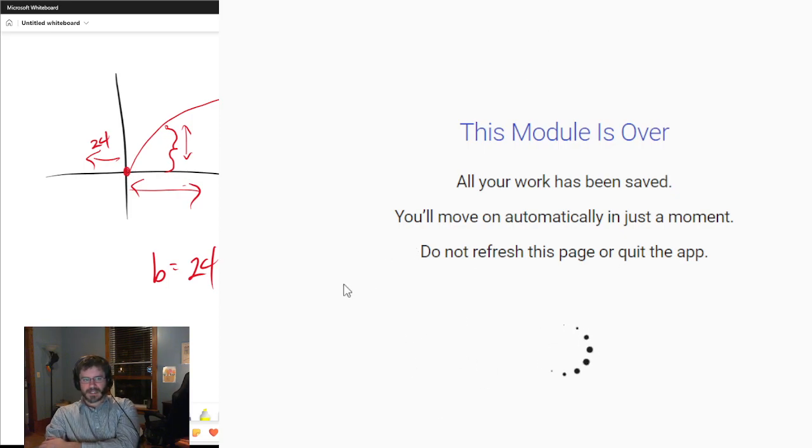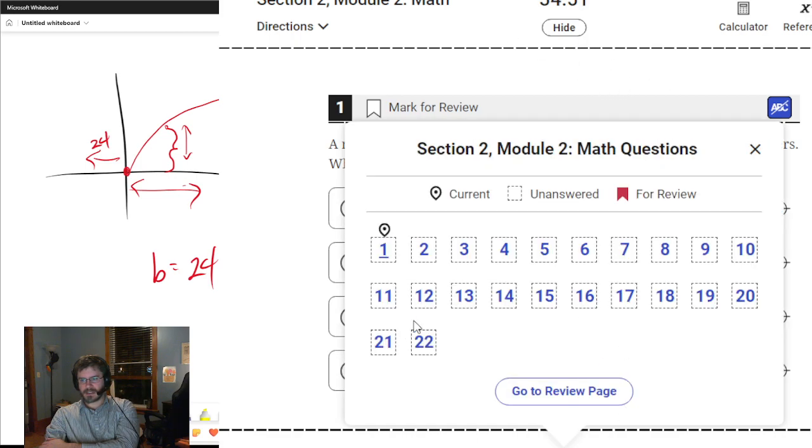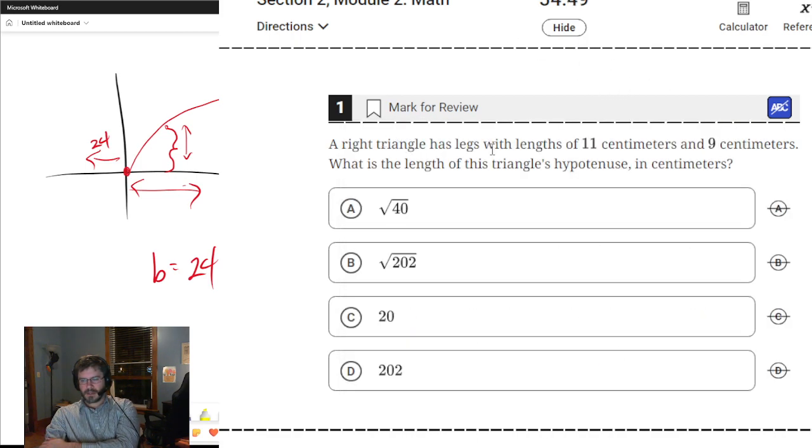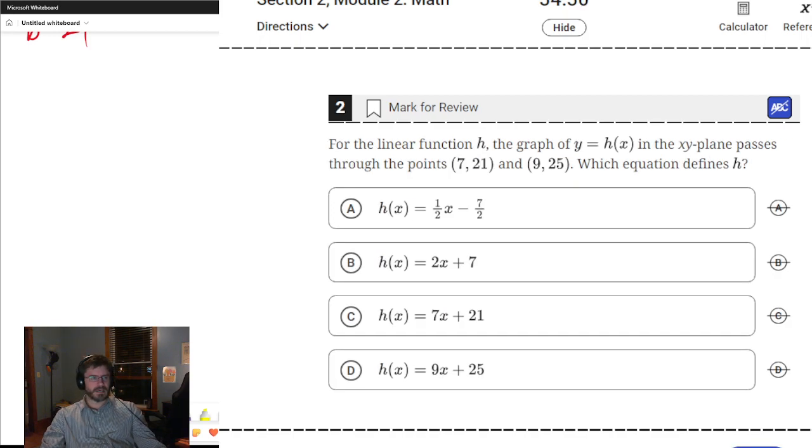Obviously, I wasn't going as fast as I possibly could there, but I didn't need to. So I'm going to try to go a little faster here at the beginning because I know these ending questions are going to give me some trouble. They always do in these modules. So a right triangle has lengths of 11 and 9, and we want the hypotenuse. So this is Pythagorean theorem. 11 squared is 121, 9 squared is 81. 121 plus 81 is 202. You take the square root of that. Oh, they just give that as an answer option.